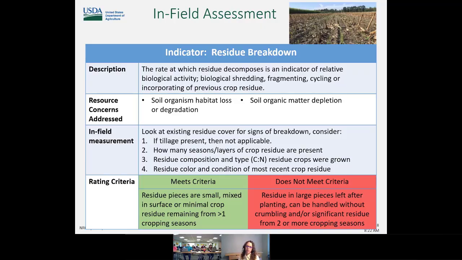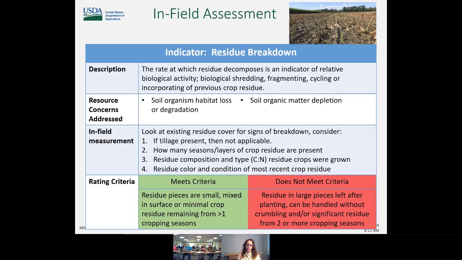The decomposition rate will be very much associated with the carbon to nitrogen ratio of the residues. So having an idea of those crop rotations and what the C:N ratio of those residues would be will influence how much breakdown you should be expecting. And then you can look at the residue color and the condition of those in the field.